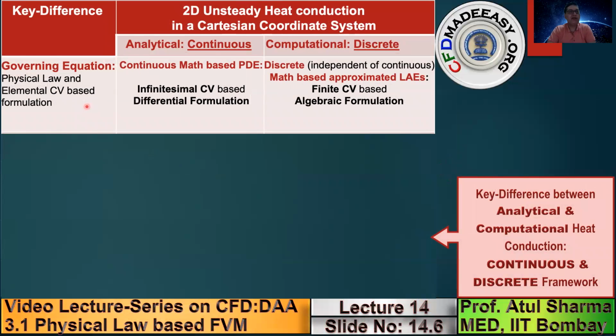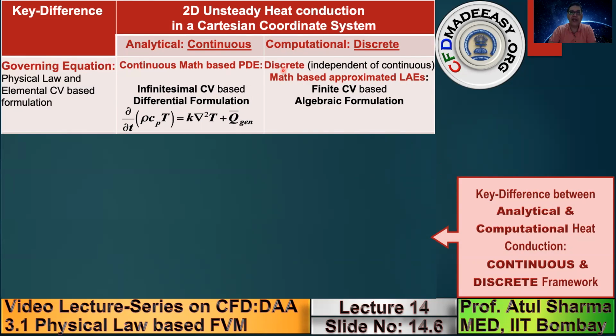When you compare the governing equation in analytical and computational heat conduction, you take the same control volume. In analytical heat conduction, you apply delta X, delta Y, delta T tends to 0, so you consider an infinitesimal control volume. This is the governing equation that you derive for steady state heat conduction with volumetric heat generation. Later on I will show you the complete derivation, but to present in an overall generic form, in a physical law based finite volume method, we use discrete math based approximated linear algebraic equations.